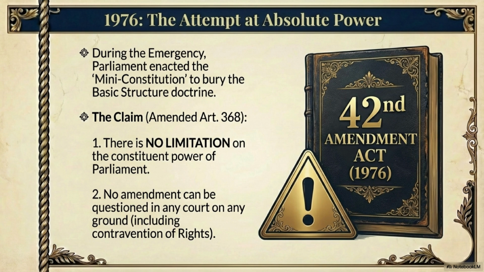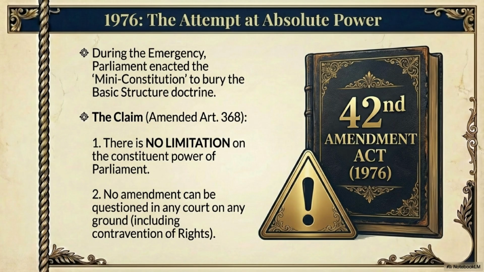Parliament seems obsessed with Article 368. They just keep going back to it. What did they do to it this time? They wanted to bury the Basic Structure Doctrine once and for all. The amendment declared that there is no limitation, none whatsoever, on the constituent power of Parliament. And it explicitly stated that no amendment could be questioned in any court on any ground.